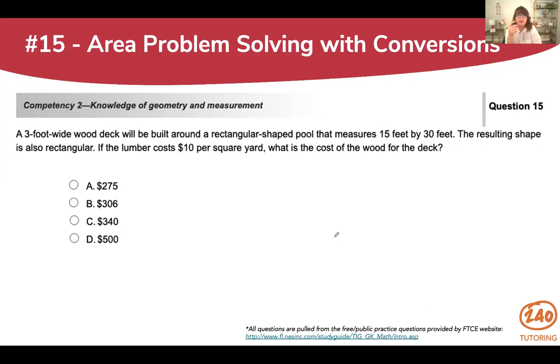Okay, so again, they're mixing feet and yards. They're asking us for yards. We're buying the lumber in yards. So I'm going to change, again, all of these dimensions to yards. Same principle. There's 3 feet in a yard. So I'm going to go ahead and change this. 15 divided by 3 is 5, so I now have 5 yards. 30 divided by 3 is 10, so I now have 10 yards. And I've still got one more over here to work with. 3 foot wide. Well, if it's 3 foot wide, it's 1 yard wide.